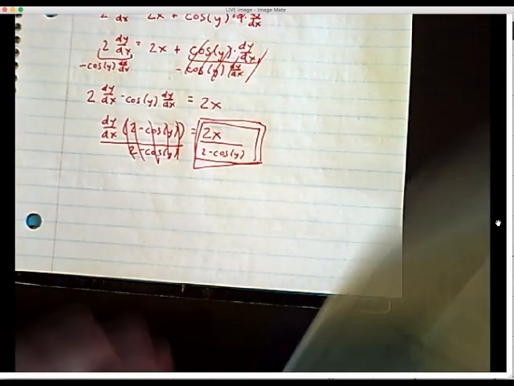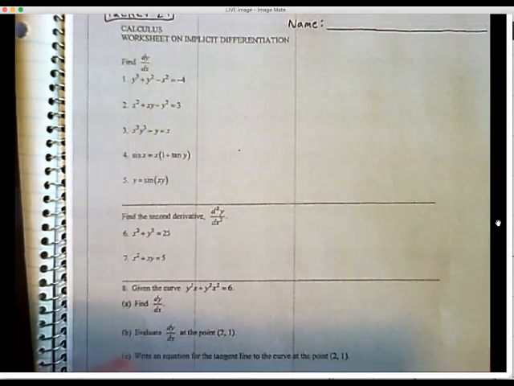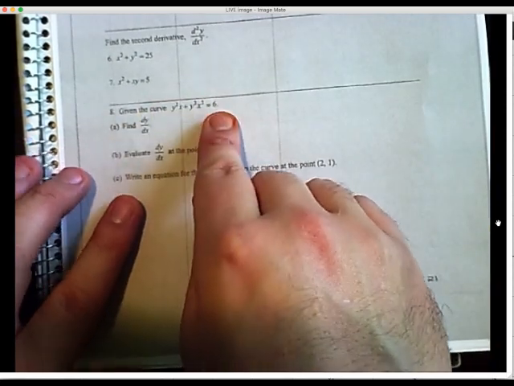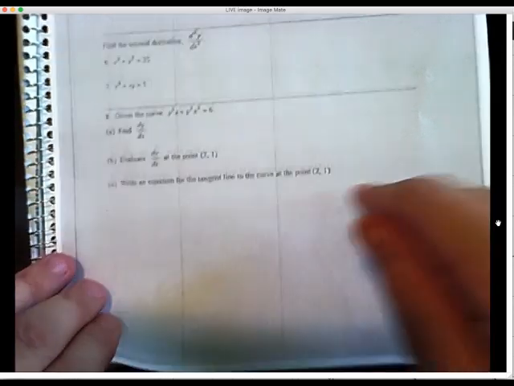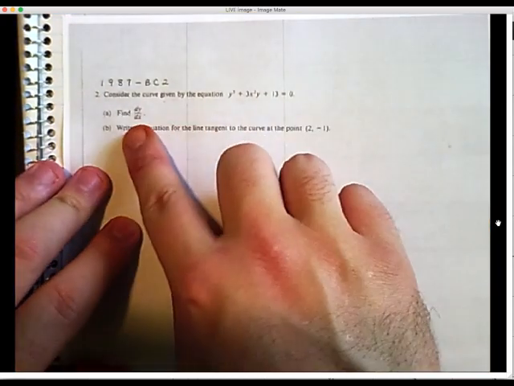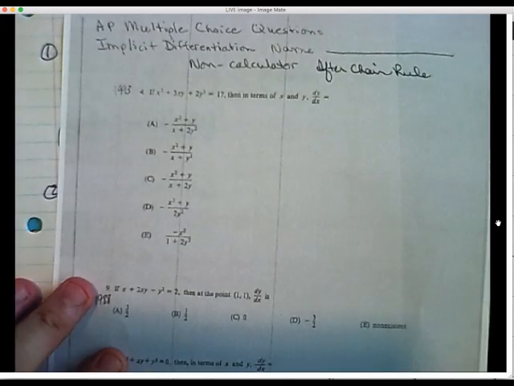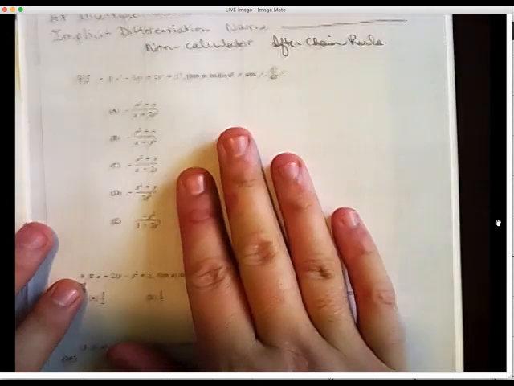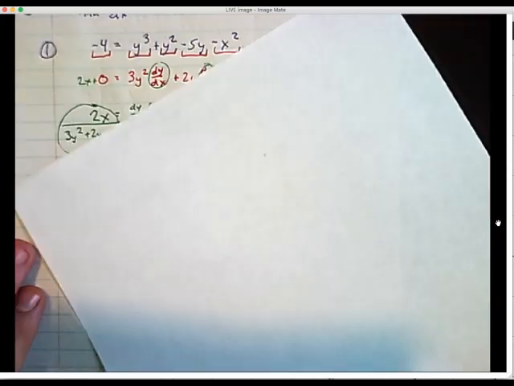So your packet tonight, the first part, you have several problems where you have to use implicit differentiation. Then you've got to find some second derivatives. And then you have some curves. You're asked to find the derivative, evaluate that derivative at a point, and write the equation for the tangent line. So just practicing what we did today. Then you've got a free response problem from 1987. And then you've got some multiple choice problems using implicit differentiation. Remember, even though these are multiple choice, don't just circle an answer, show your work for them. And if you have to use the back, you can use the back. There's room on the back.